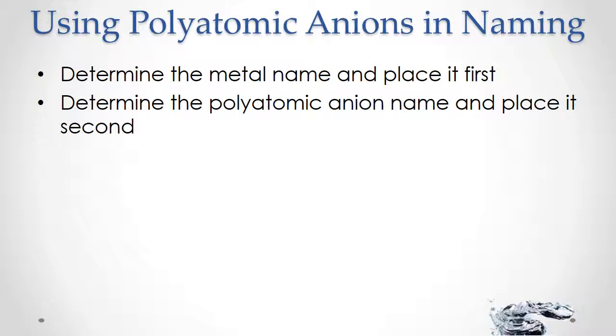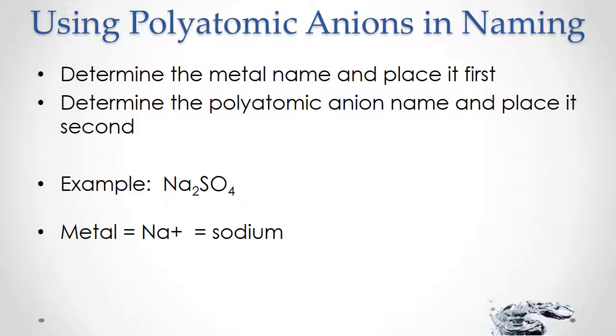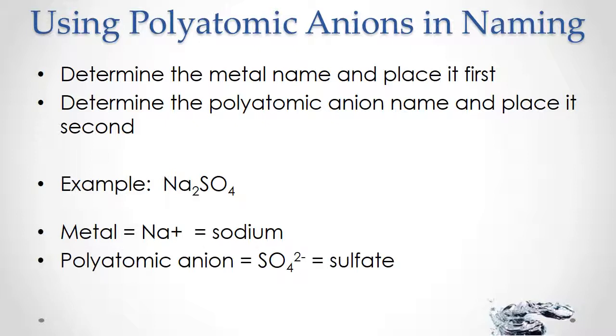So for example here, we have Na2SO4. Na is going to be sodium. It's going to be sodium 1 plus. The polyatomic anion is going to be SO4 2 minus. If we look back at our table that we made, it's going to be sulfate. So we have a sulfate that's got 2 minus charge.